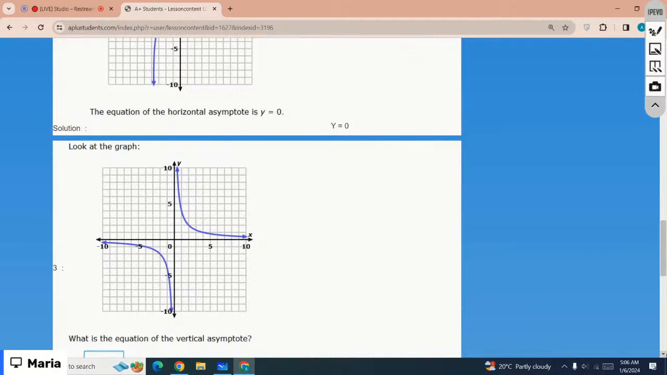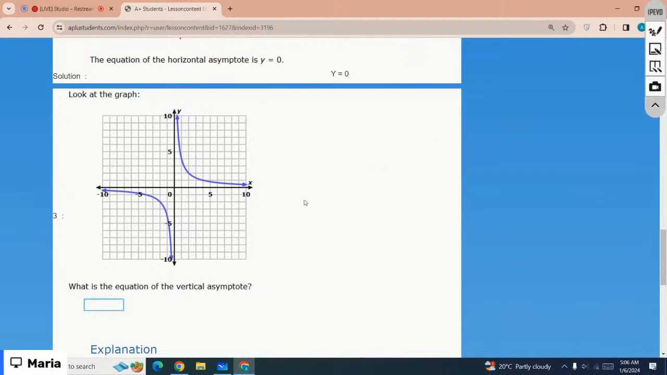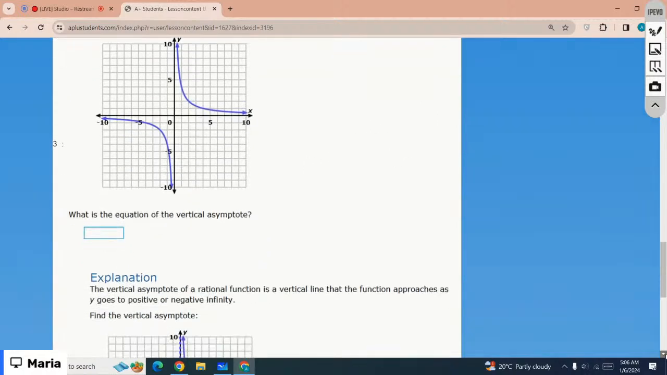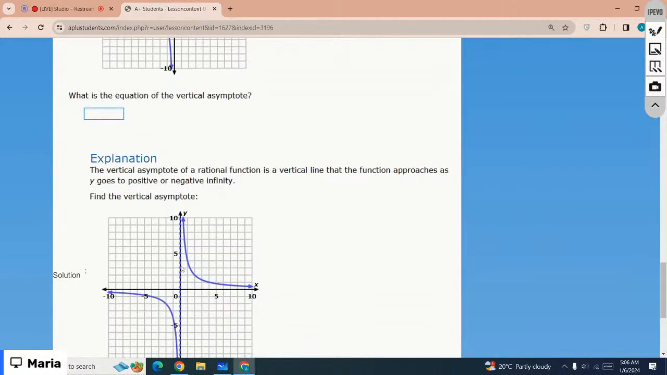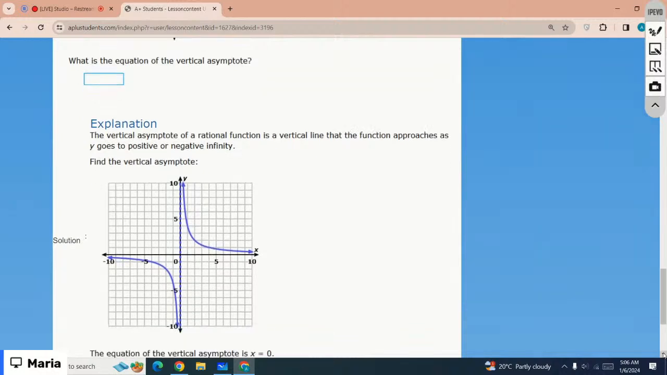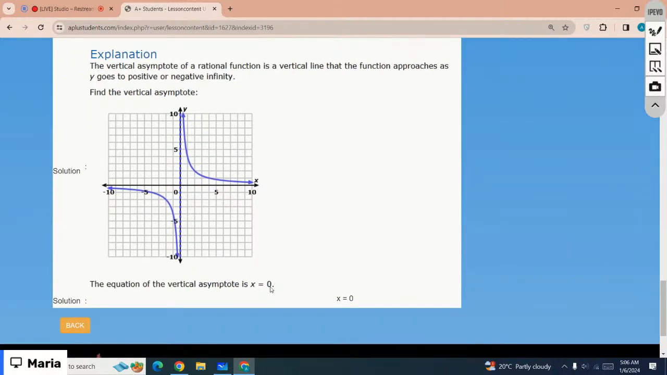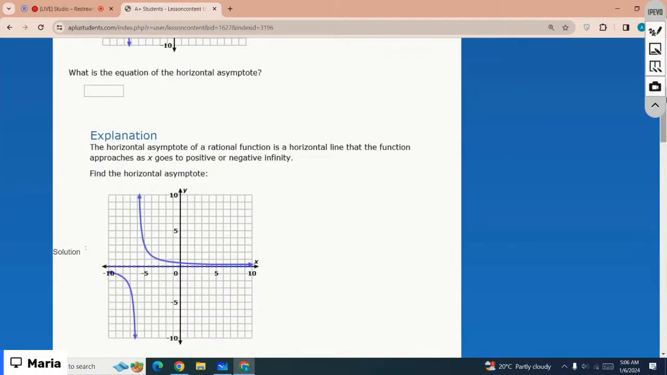Okay, look at this graph. What is the equation of the vertical asymptote? Now you have to see the vertical asymptote. You have to make a dotted line, and here is the dotted line. The dotted line is on the y-axis, and on the y-axis you have all the x values equal to 0. So that is x equals 0. Got it? You can see here it is x equals 0. So let's start with the practice questions.